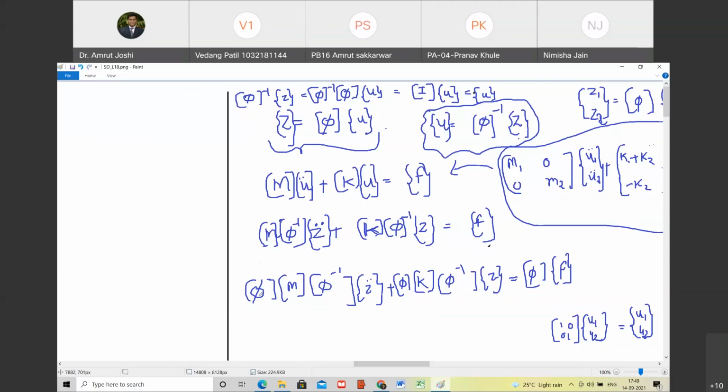So what do I get? Phi M phi inverse Z double dot plus phi K phi inverse Z is equal to phi times F. Do you agree with me? Phi matrix is known. F matrix is known. So the right hand side is known. Happy? Now my argument, or my hypothesis, is this.